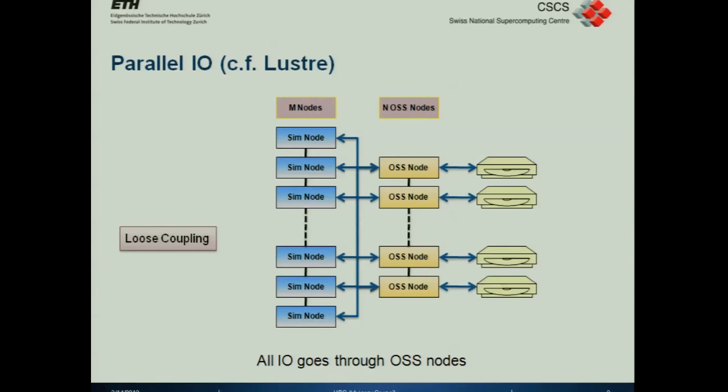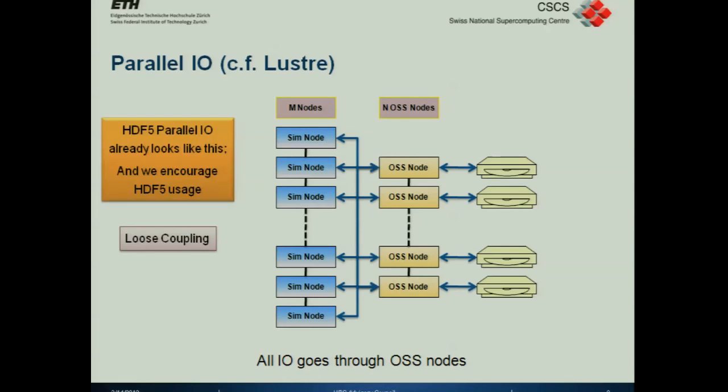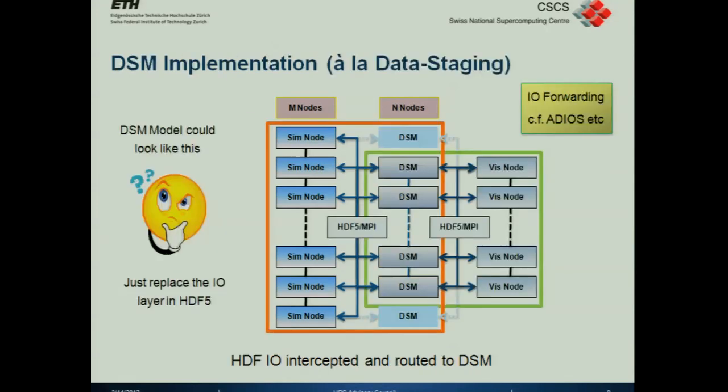if you're familiar with parallel file systems, the simulation writes out to OSS nodes. This is a Lustre example. GPFS is basically the same, which then gets sent off to disk. And we said to ourselves, well, if we were to just replace those OSS nodes with distributed memory nodes, DSM there, which is our data staging area, instead of writing to disk, we could just write to some memory area, which the simulation and the analysis can connect to.